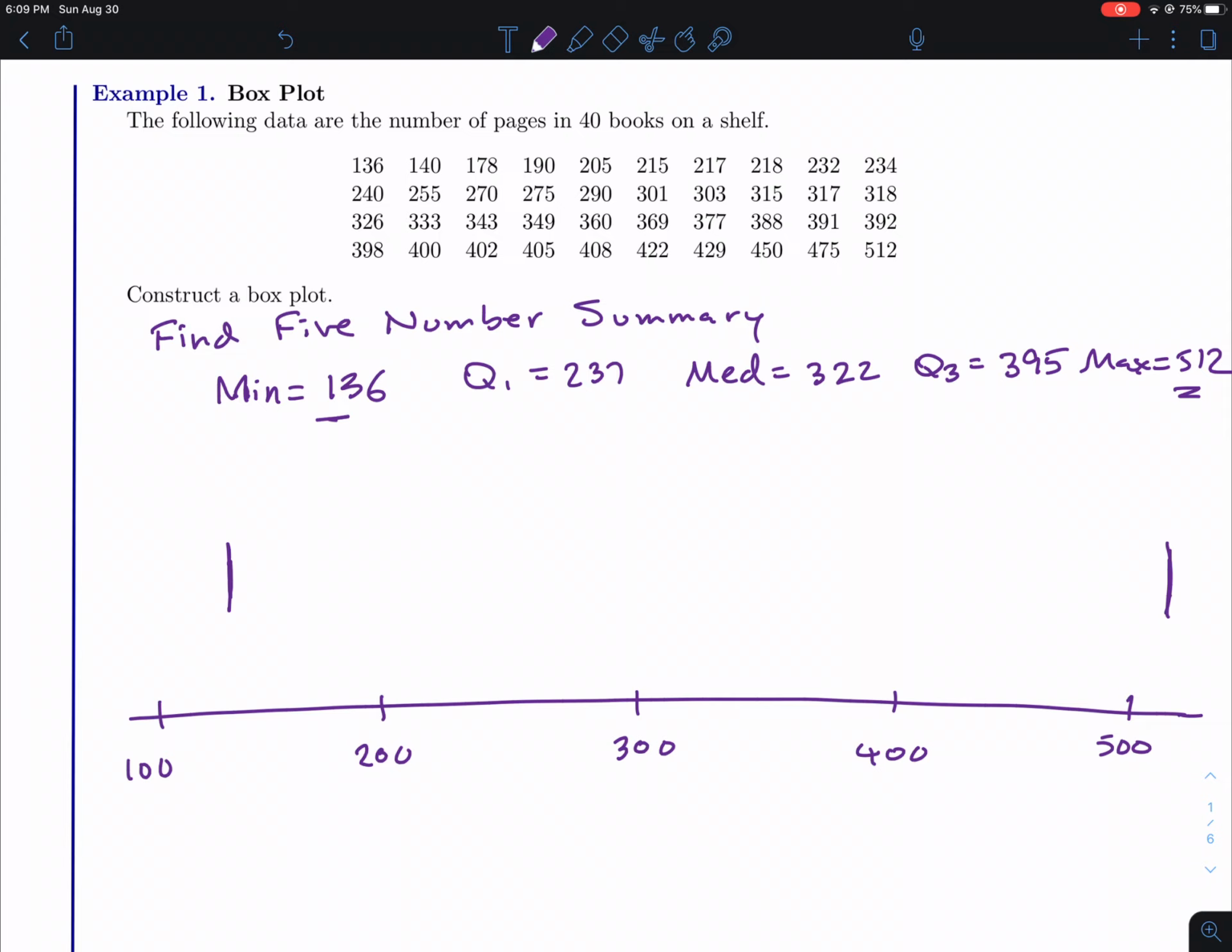Now I want to work on drawing my box part. In this case, 237 is going to be in that area. My median is about 322, so it's going to run in that area. And then Q3 is 395, so it's almost 400 exactly. So let me go ahead and put the box around my Q1, Q2, and Q3. Again, there's my Q1, my Q2, my Q3. Here's my min. Here's my max.